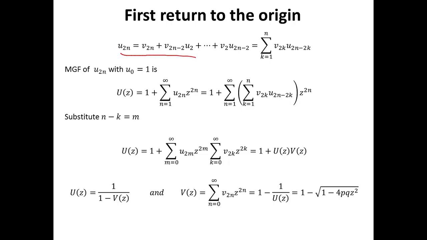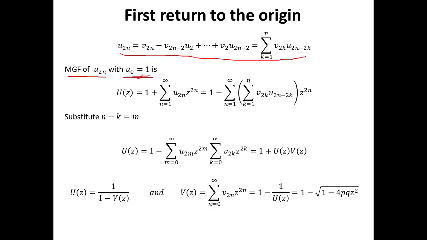Now we have just written this expression, and let us calculate the moment generating function of u2n, with u0 equals to 1. Again, u0 equals to 1 because the first trial is u1, but u0 represents the 0th trial, meaning the trial has not started yet, and before the trial the particle is at the origin, so it is certain. That's why u0 equals to 1.